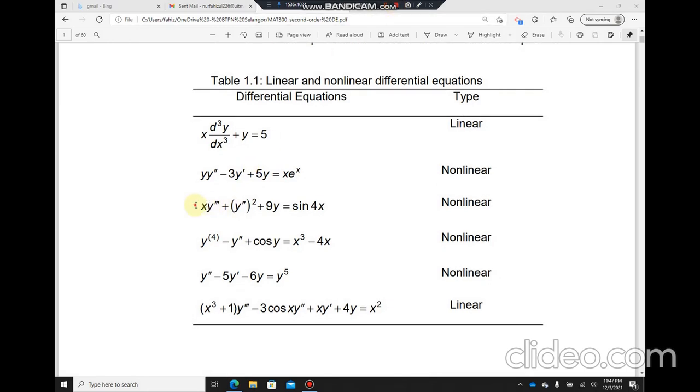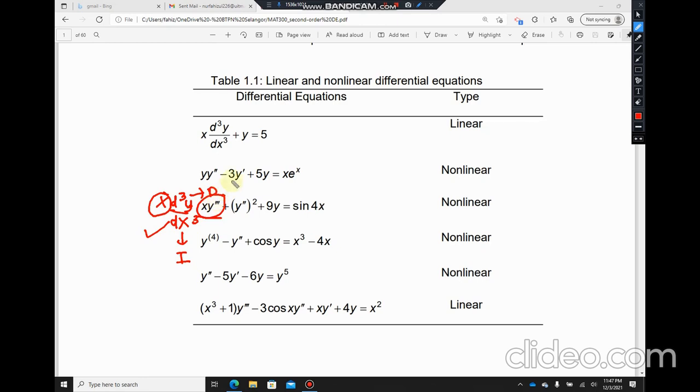Okay, next example, okay, x y triple prime plus y double prime square plus 9y equals to sin 4x. Okay, so kat sini we need to identify which function that makes the equation here non-linear. Okay, so kalau kita tengok dekat sini, kita check one by one. Okay, kalau kat sini y triple prime, so maksudnya kat sini dia dalam bentuk x d cube y dx cube. Okay, so di dalam bentuk ni, so y is dependent variable and x is independent variable. So kat depan ni adalah independent kan, dia sepatutnya untuk independent. So yang first ni dia adalah linear.